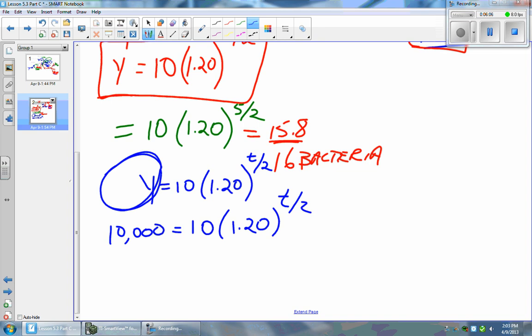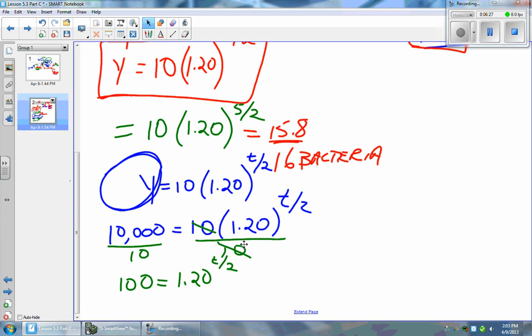Well, the nice thing is you could do a little bit of math here to clean this up, and it actually becomes a little bit easier. Divide this by 10, divide this by 10. You're now dealing with 100 equals 1.20, because of course the 10s cancel, to the power of T over 2. Now, how do you solve something like this? Unless you know logarithms, you really can't. So, how do you solve this?